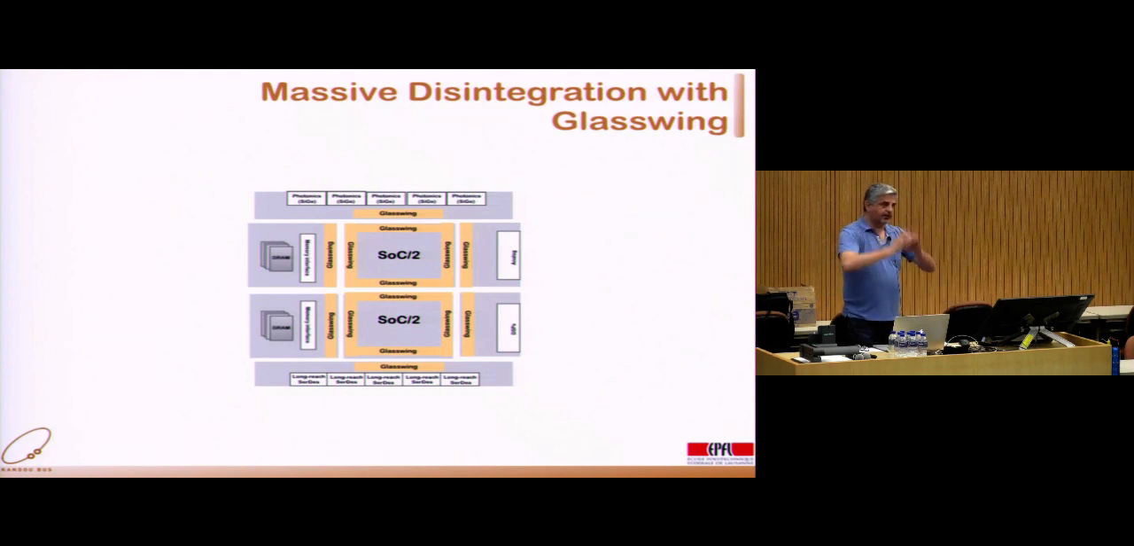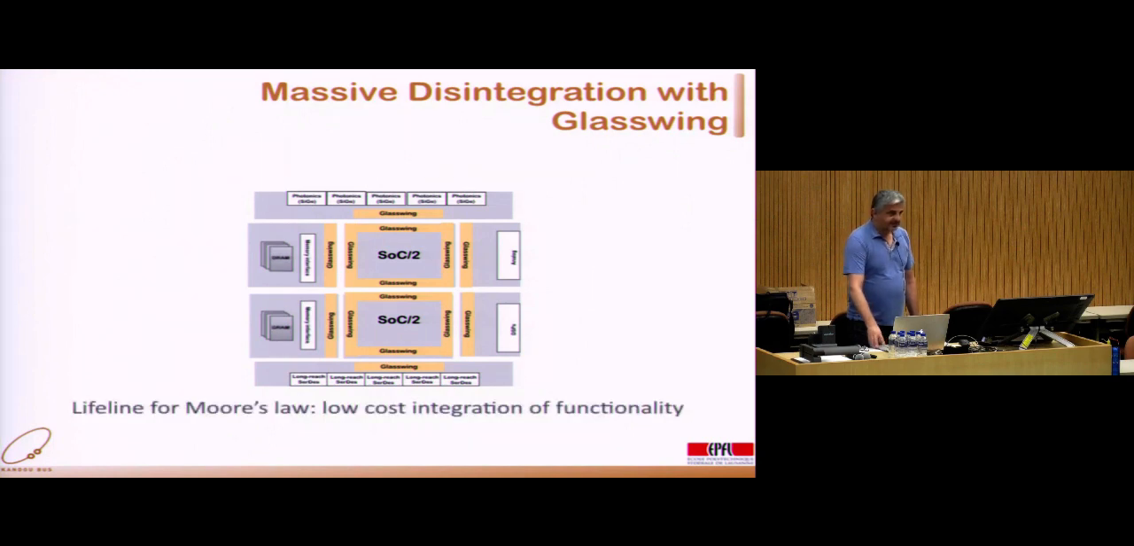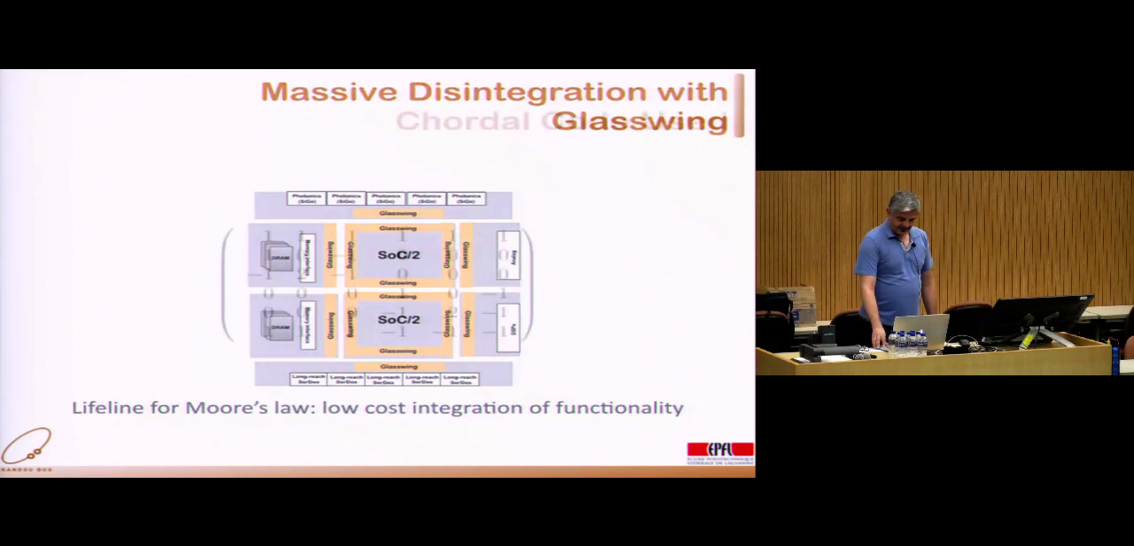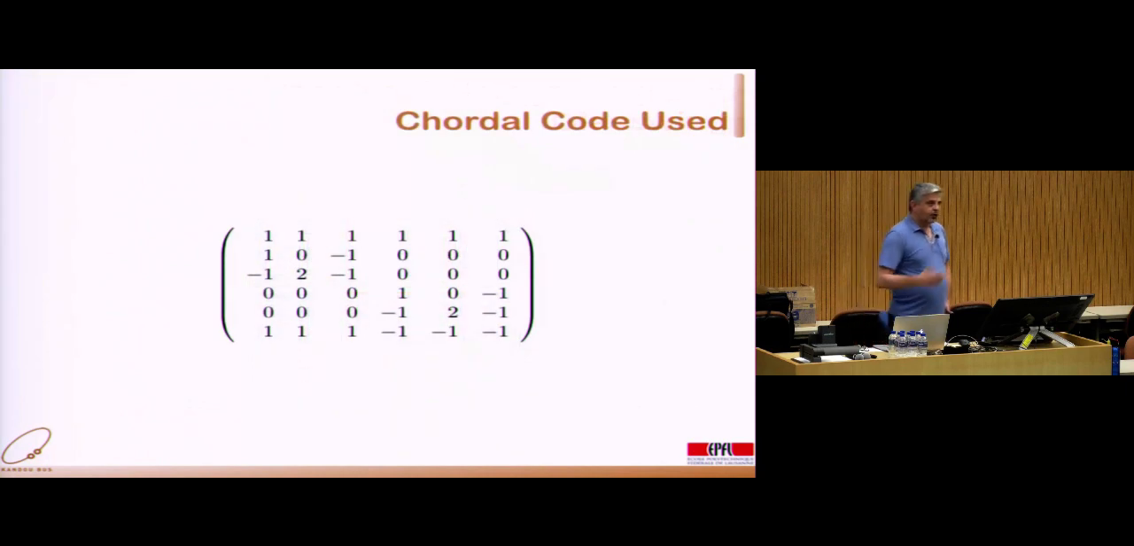Now, every chip is smaller. And because it's smaller, you have what we call better yield. It's easier to build. And they may not even be in the same process node. And this is a lifeline for Moore's law. This is exactly following this one paragraph of what Moore is suggesting. So the chordal code we use for this sort of die-to-die connect inside a package is coming from this orthogonal matrix. It transmits 5 wires on 6 bits.